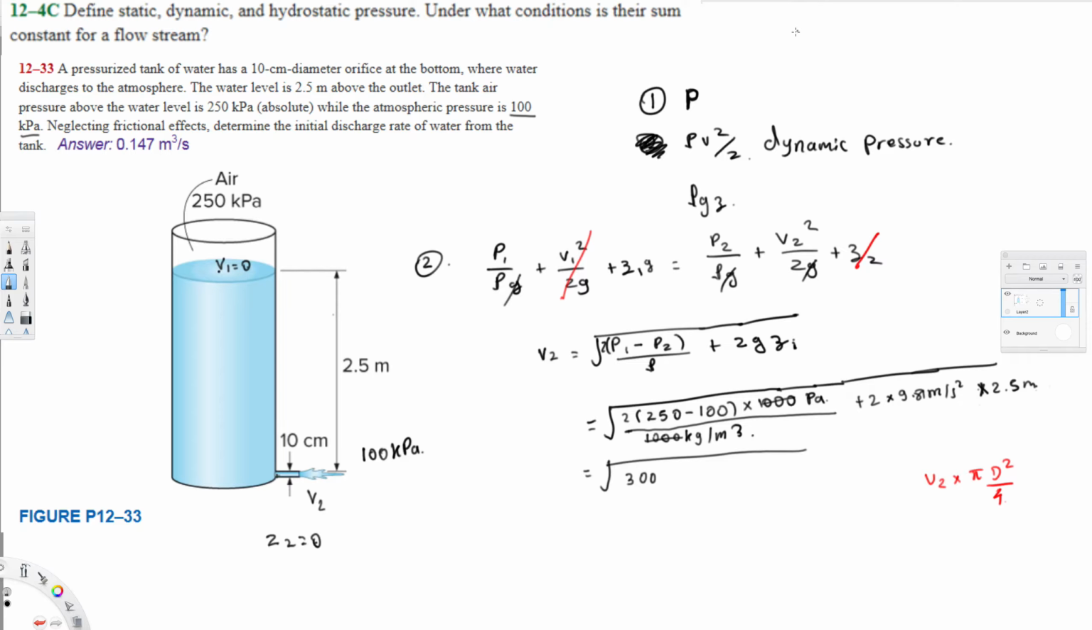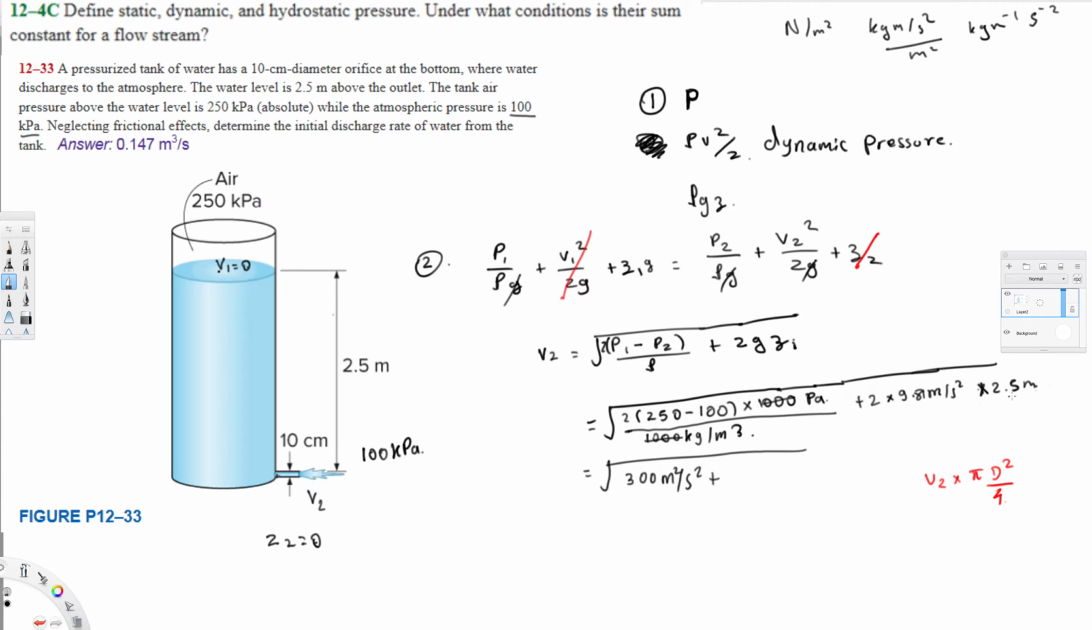How do you get it? We know that Pascal is equal to Newton per meter square. Newton can be written as kilogram meter per second square, and we have a meter square right here. And this will become kilogram meter minus 1, second minus 2, right? And we have a kilogram meter cube. So kilogram cancels, and this meter cube goes to the top and becomes meter cube, because this is divided by meter cube. So in the bottom it's going to be plus meter cube. So this will become meter square second minus 2. That's how we get meter square per second square right here.